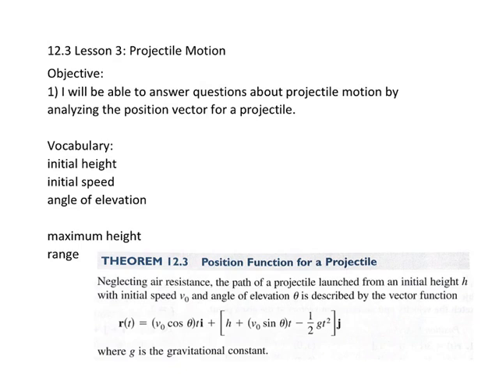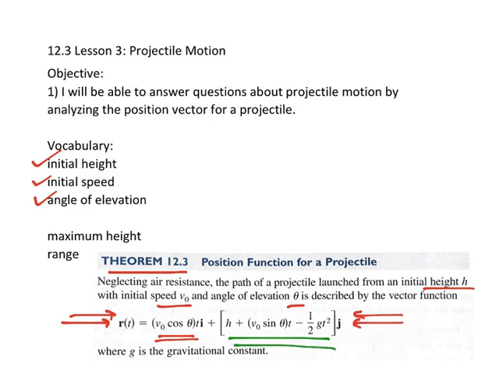Yesterday we looked at how we come up with this position vector for an object in projectile motion if we know the initial height, the initial speed, and the angle of elevation from which the projectile was launched. Neglecting air resistance, the path of a projectile launched from an initial height h with initial velocity v0 and angle of elevation theta is described by this vector valued function r of t. This will give you how far the object has traveled horizontally from where it was launched, and the vertical component will give you the height of the object at a particular time since it was launched.